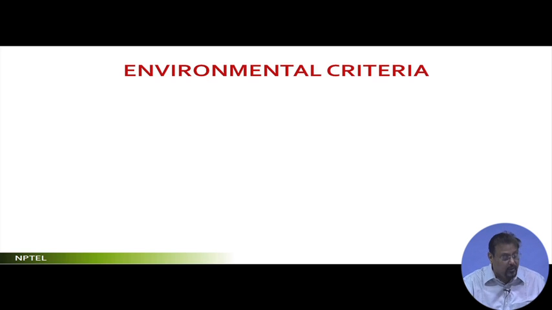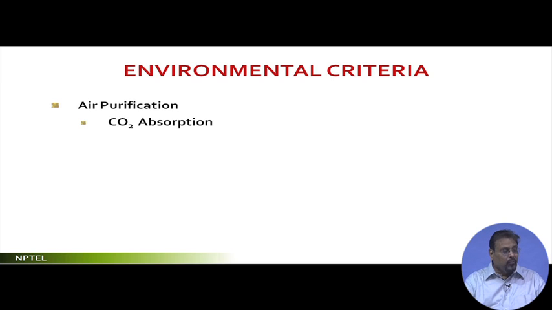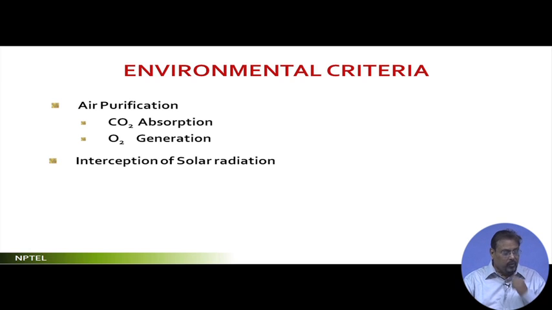Then comes the environmental criterion. I'll go a little quickly on this. Air purification is one of the strong things. Whether it is going to absorb carbon dioxide or generate oxygen becomes very, very important. For the other environmental criteria, I'm just going to show you the list, and you will understand very easily. Interception of solar radiation: whether the tree intercepts the solar radiation.